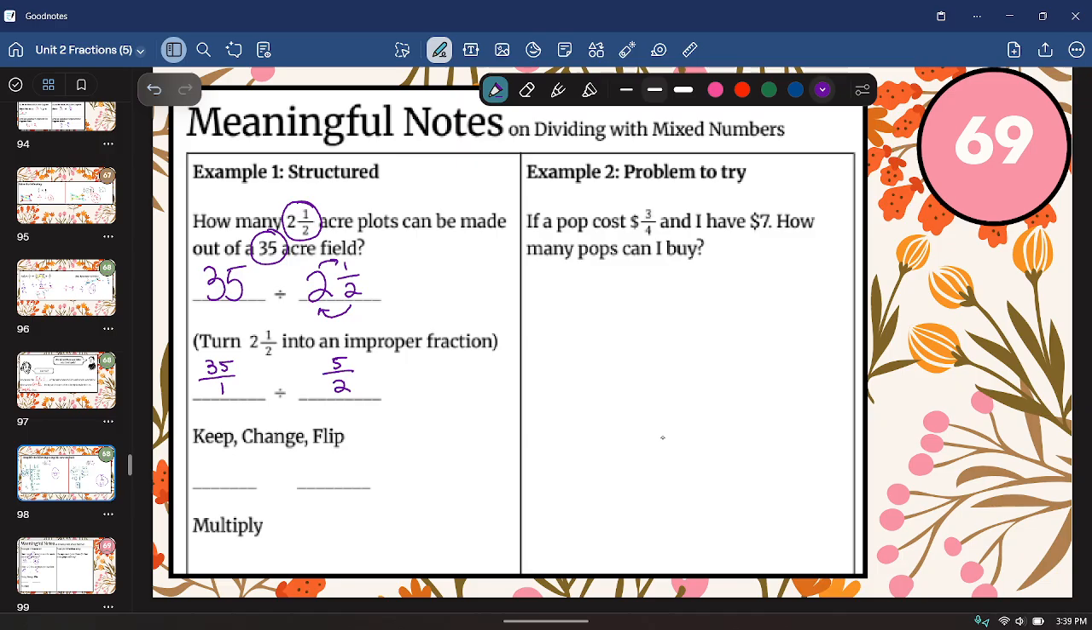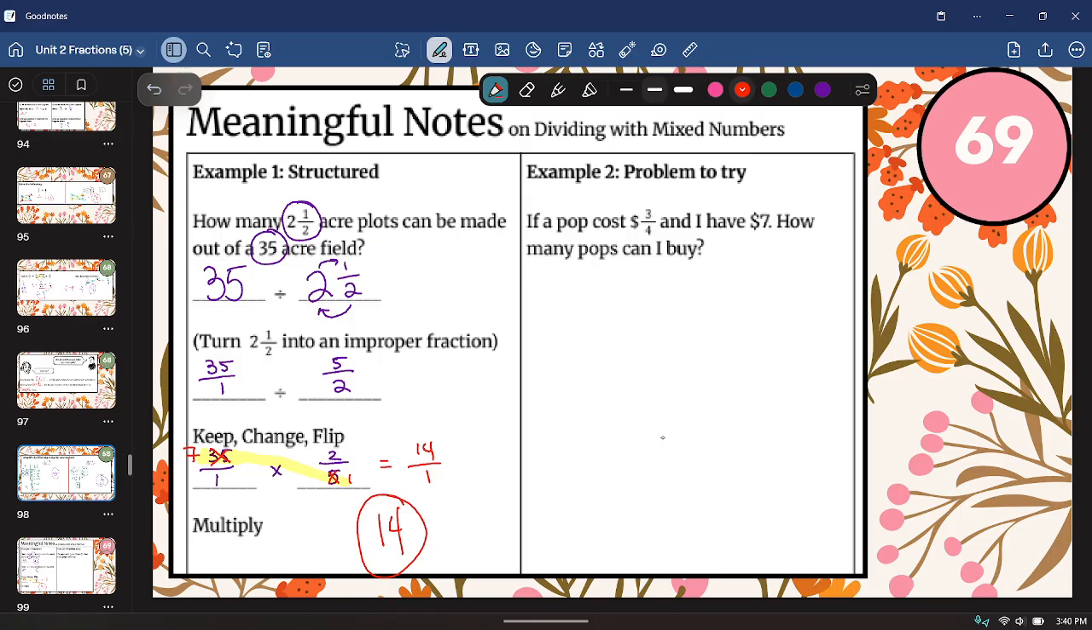That's how we convert from a mixed number into an improper fraction. Next, we've got to do keep, change, flip. So we keep it as 35 over 1, change it to multiplication, and then flip the second fraction so it becomes 2/5. When I pre-simplify, I notice 35 and 5. I can divide both of those by 5. 35 divided by 5 is 7. 5 divided by 5 is 1. And then we can multiply across the top and bottom. We get 14 over 1, which is just 14. And that is your answer.